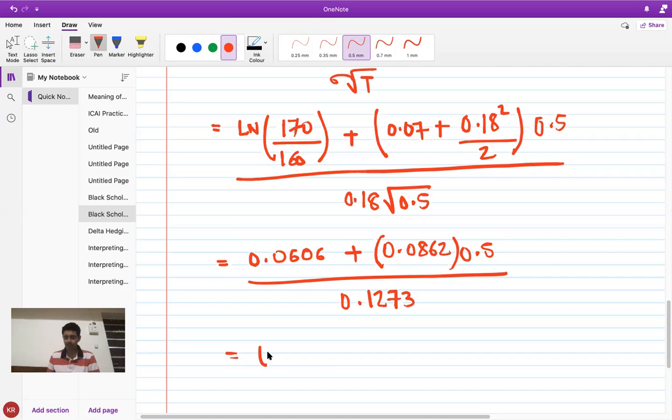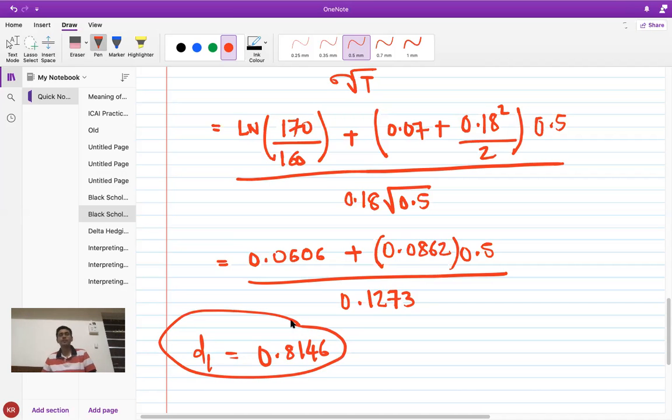So that is equal to 0.0606 plus 0.0431 divided by 0.1273. D1 is equal to 0.8146. This is the value of D1. D1 is equal to 0.8146.